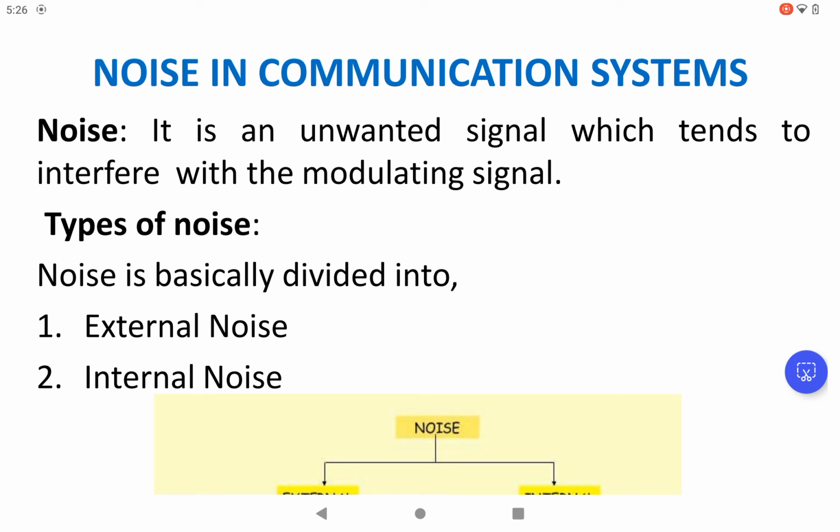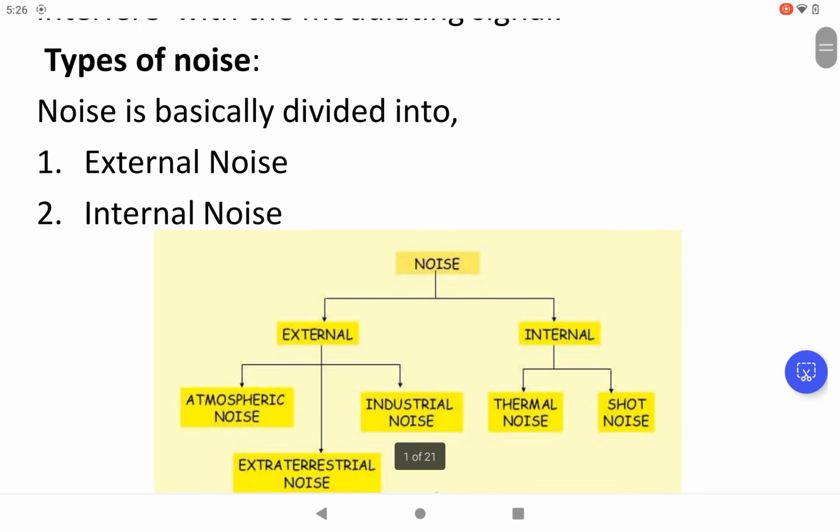In this lecture, we are going to see the different types of noises and how to generate a noise in a communication system. A noise is defined as an unwanted signal which tends to interfere with the modulating signal, which means a message signal. So it is basically divided into external noise and internal noise. Now we'll see the subclassification of these two noises.